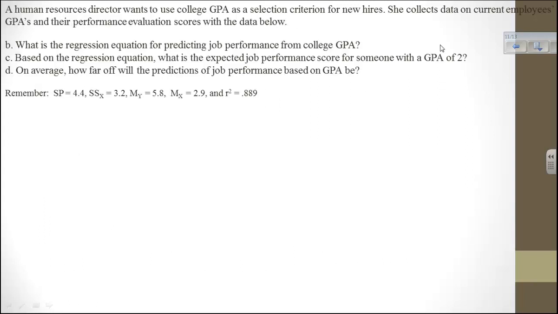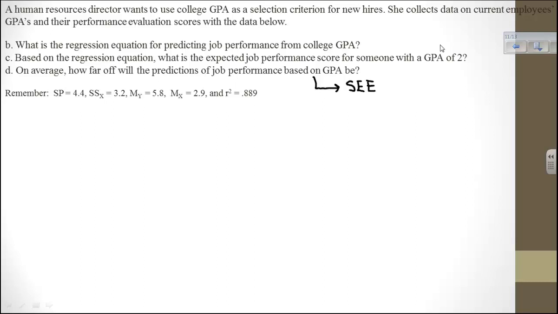The regression equation, then using the regression equation to predict the job performance of someone with a GPA of 2, and then on average, how far off will predictions of job performance be based on GPA? If you see something asking you a question like that, how far off will the predictions be, you are being asked for the standard error of the estimate. Keep that in mind. All right, pause it and try it for yourself, and then resume it and see how well you did.